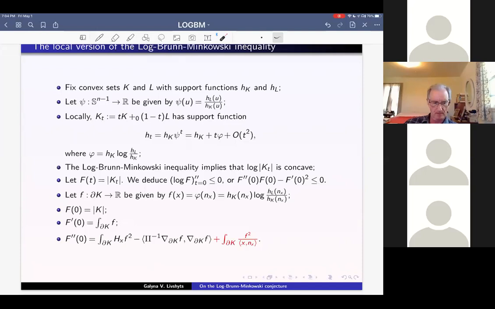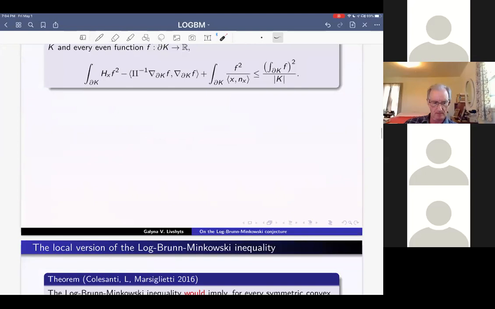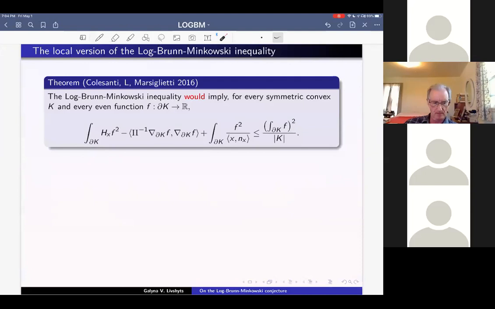And now when we take the second derivative, something happens, and in addition to what we had before, we have just an additional term. That comes from the fact that addition is not Minkowski, but logarithmic. And here's how it's written. It's just the integral over the boundary of our function f squared divided by the support function of k. This is what comes out, and we derived it with Andrea Colesanti and Marsiglietti a few years ago: if the Log-Brunn-Minkowski inequality was true, then for any symmetric convex k and any function on the boundary, we would have this improved Poincaré type inequality with this additional term. Without this term, again, this is just Brunn-Minkowski, but for convex and symmetric sets, it's conjectured with a stronger inequality.